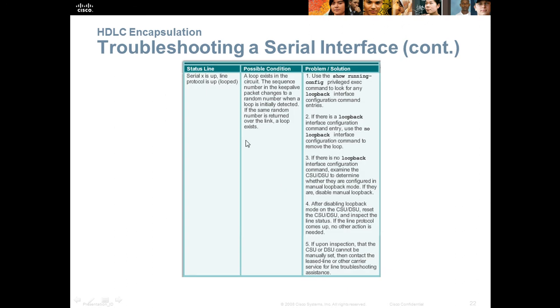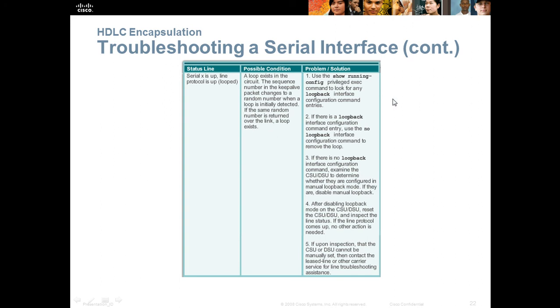Further to that, sometimes the status line gives the error message "Serial X is up, line protocol is up, but looped." A possible condition is that a loop exists in the circuit. The sequence number in the keepalive packet changes to a random number when a loop is initially detected. If the same random number is returned over the link, a loop exists.